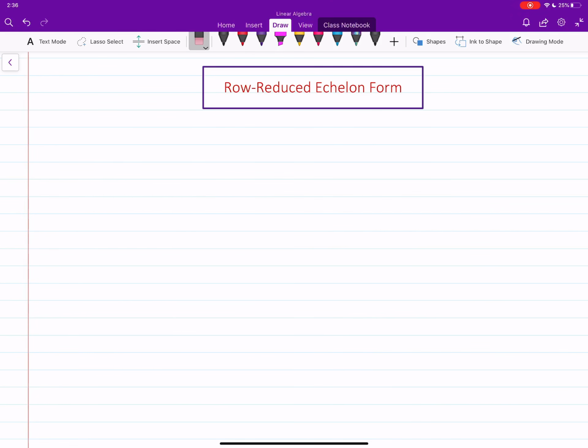Hi, in this video we will learn about a form for matrices which will be playing a very important role in all elimination methods that we learn for solving systems of linear equations. This form is called row reduced echelon form, and let me just tell you what the definition is.